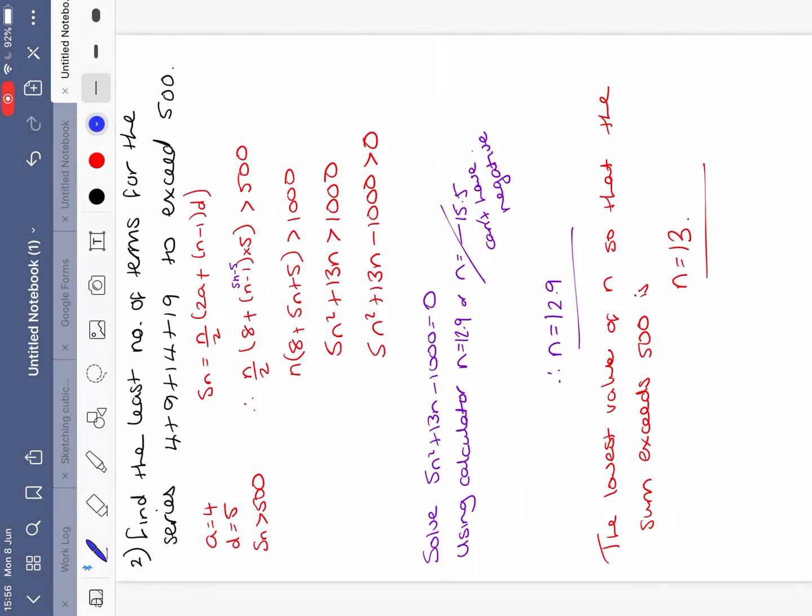Right, number 2. So find the least number of terms for the sum of the series to exceed 500. So again, you know a is 4, d is 5. You know your Sn wants to be bigger than 500. Use your equation. You should get a quadratic. If you solve the quadratic using your calculator, you get n equals 12.9 and minus 15.5. You can't have a negative number of terms, and so the lowest value is n equals 13.